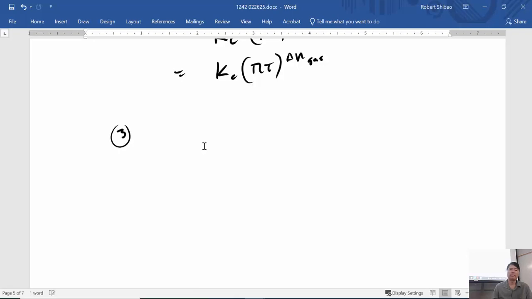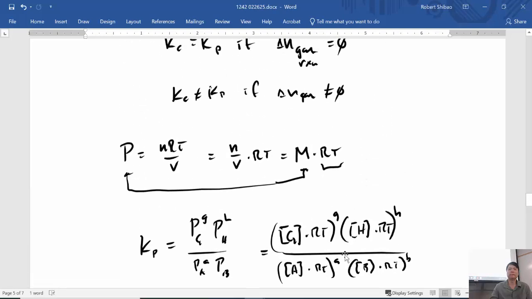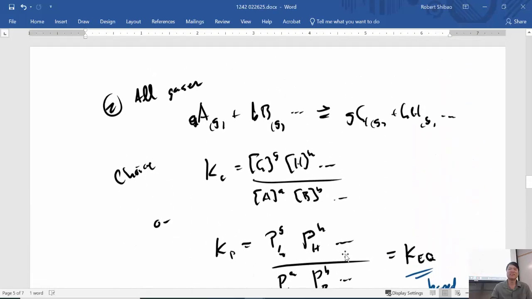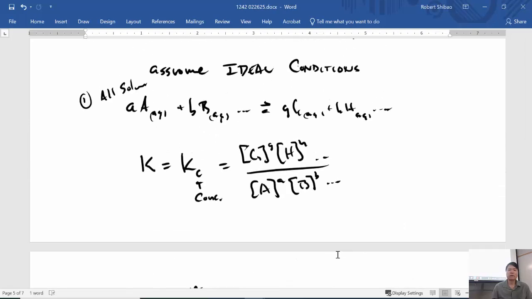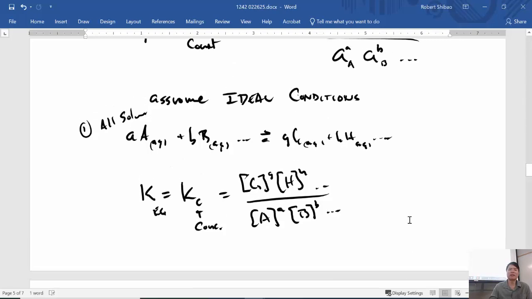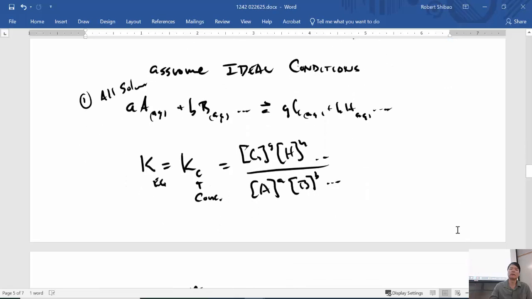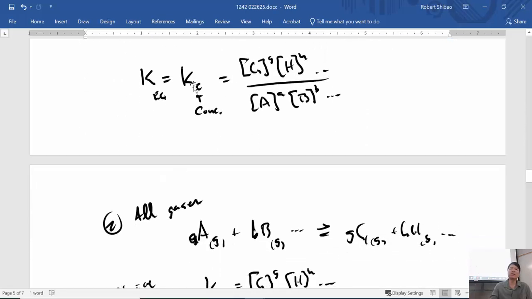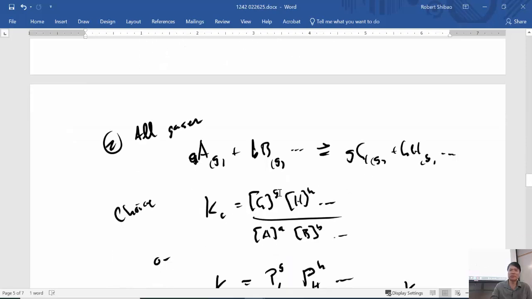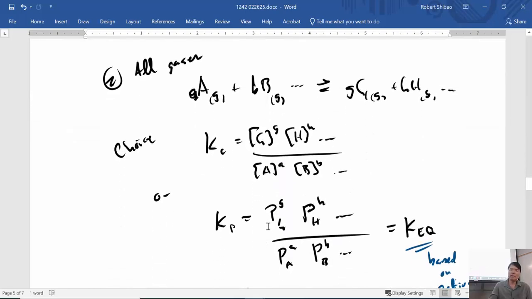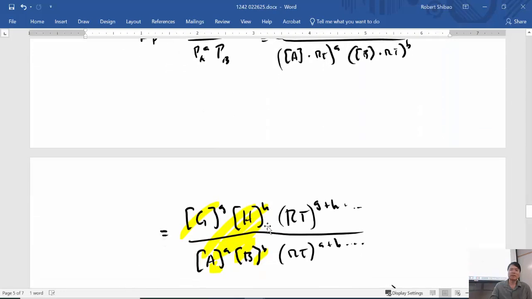3, we have a mix of states. If we have a mix of states, well, let me go back to here. I'm going to label some of these up here. I'm going to label this KEQ because this is going to be based on the activities. So KEQ equals Kc when we're dealing with just solutions. KEQ is equal to Kp when we're dealing with gases, but what happens if we have a mix of states?